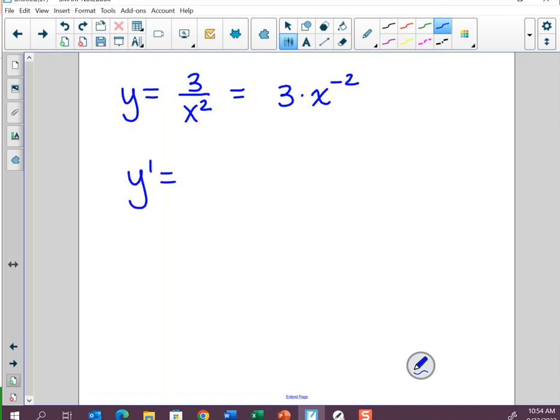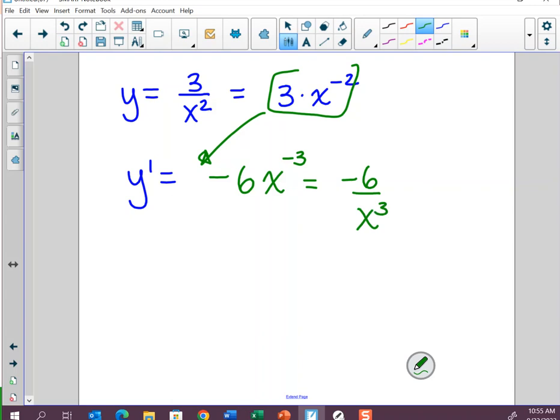So if I took 3x to the negative 2 and I said, give me a derivative, I'm hoping you would tell me negative 6 x to the negative 3. Applying power rule, exponent comes down to the front, exponent drops by 1, which is the same as negative 6 over x cubed.